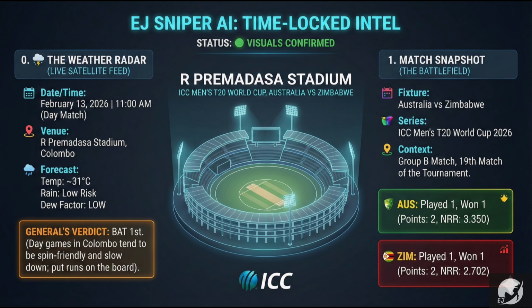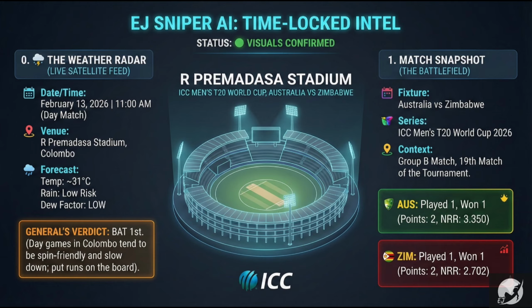Premadasa Stadium, Colombo. First, check the weather radar. It is 11 a.m. The temperature is blazing at 31 degrees. Why does this matter? Because the dew factor is low. This is a day match. Sniper, the sun is going to bake that surface dry.